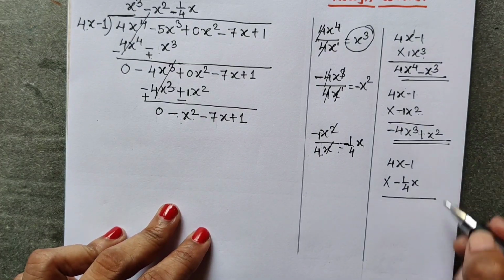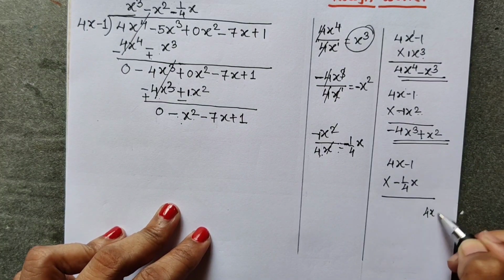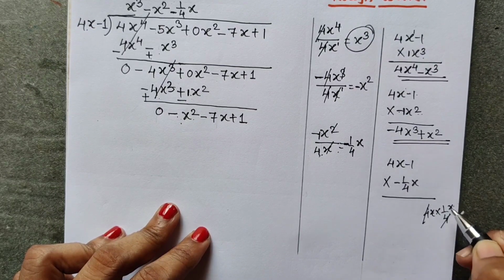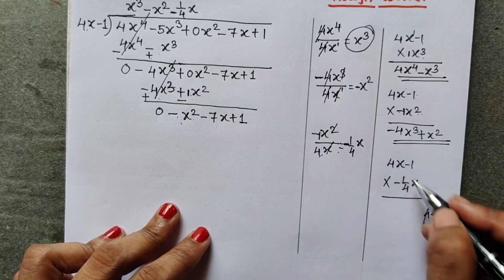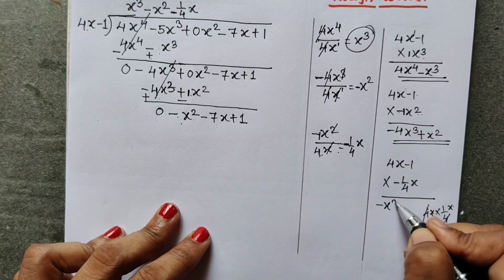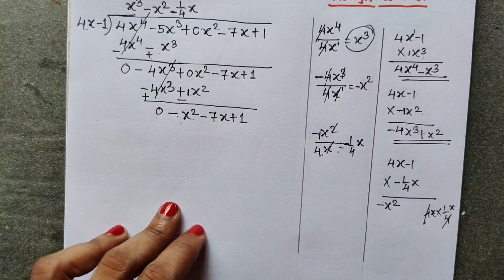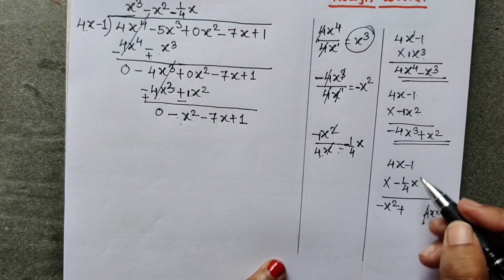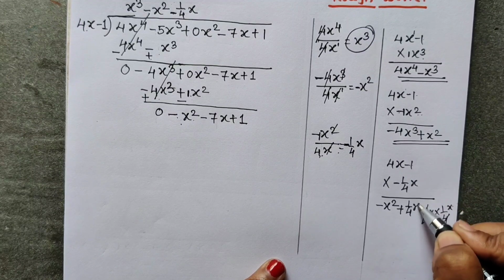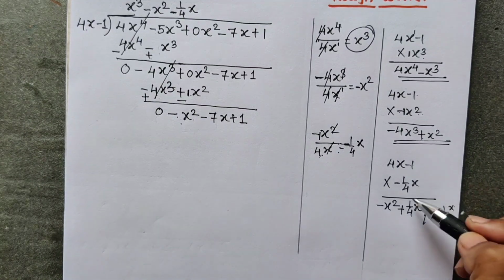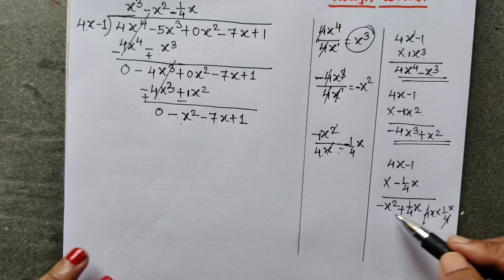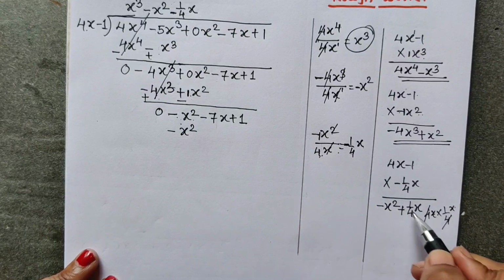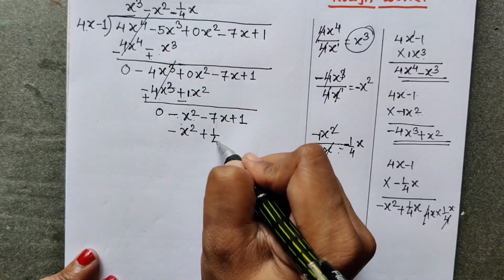I am showing here: 4x into 1 upon 4. This 4 gets cancelled, and x into x is x square. So 4x into minus 1 upon 4 is minus x square. And minus minus will become plus. 1 into 1 upon 4x is 1 upon 4x. 1 into any number, the answer will be the same number. So this I am going to write here, minus x square plus 1 upon 4x.